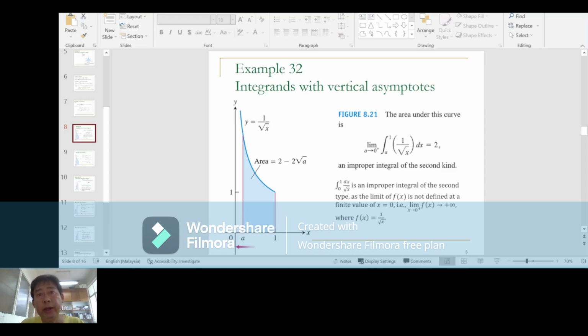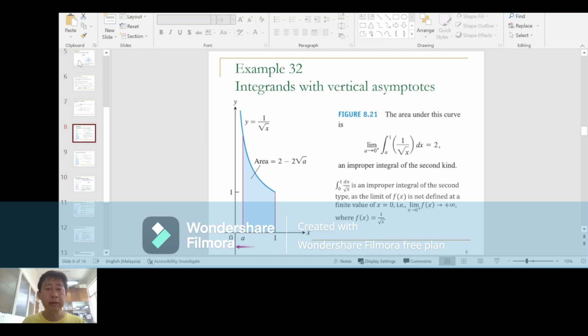In this video, we are going to talk about example 32, integrations involving vertical asymptotes within its range of integration. In this case, we will be dealing with an improper integral of the second kind. In the improper integral of the second kind, the integrand function is not well defined at certain finite values of x within its range of integration. So we have to handle the divergence that occurs in the integrand function while doing the integration.